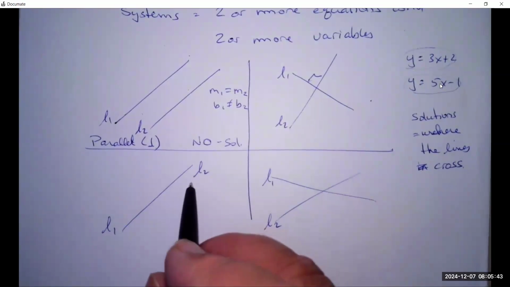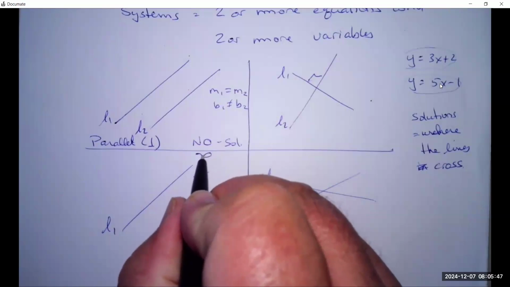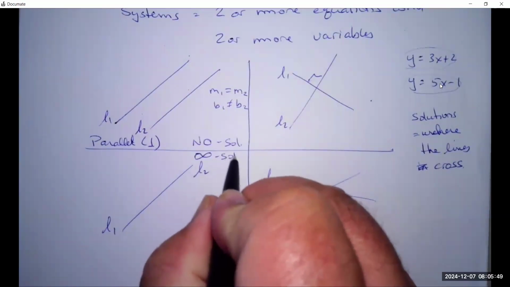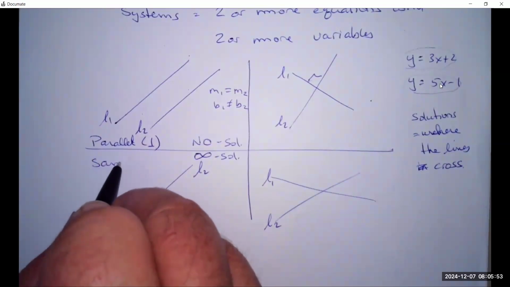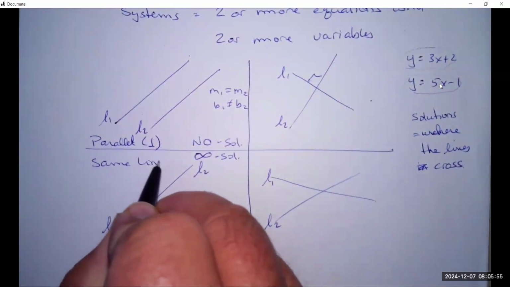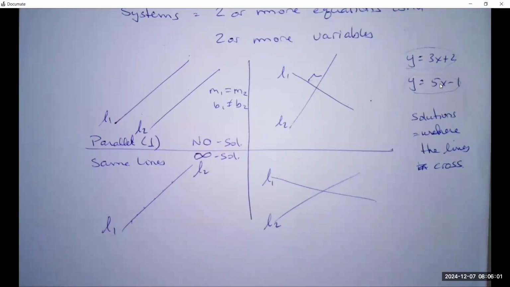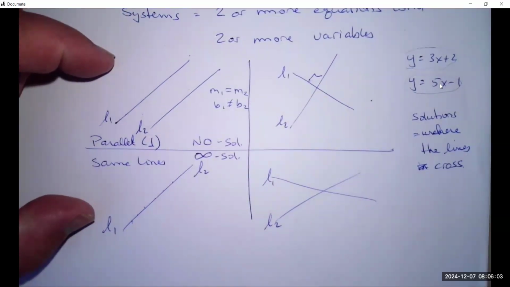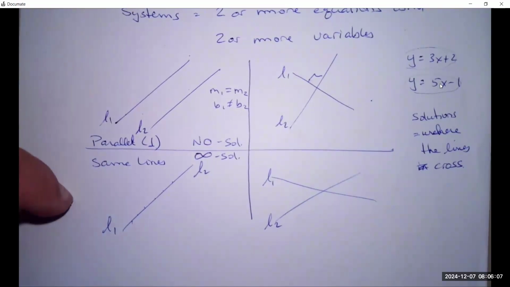Then we look at this example here. They have an infinite number of solutions. Those are the same lines. Line 1, line 2, so every point is an intersection. So the first part here on the left-hand side is a distinction between no solutions and infinite solutions.